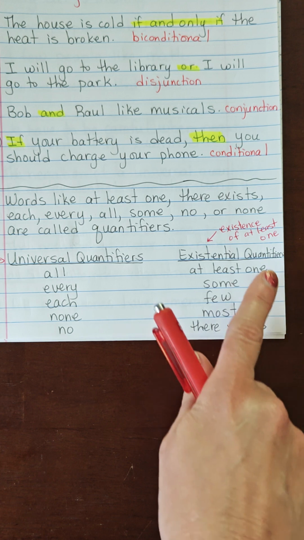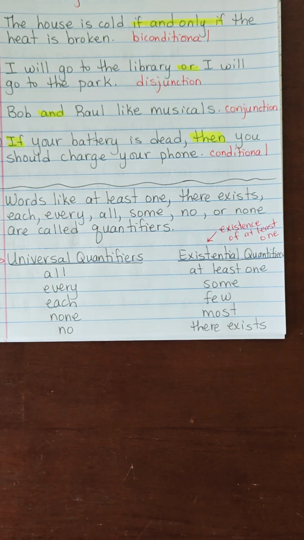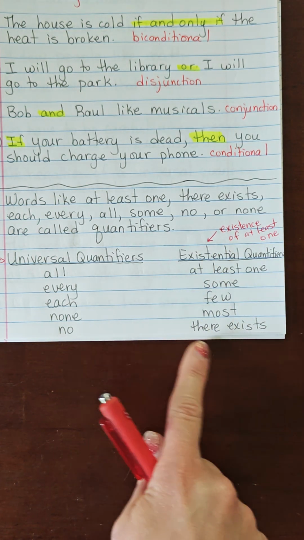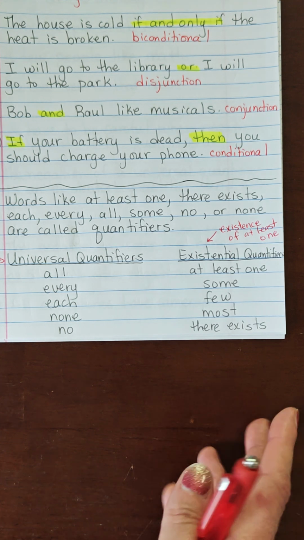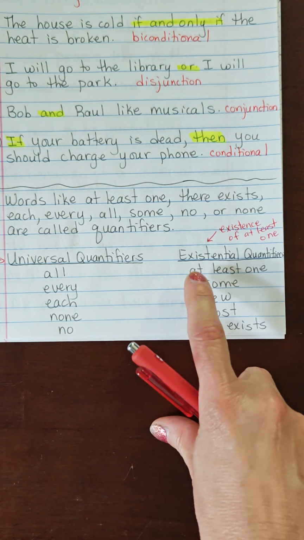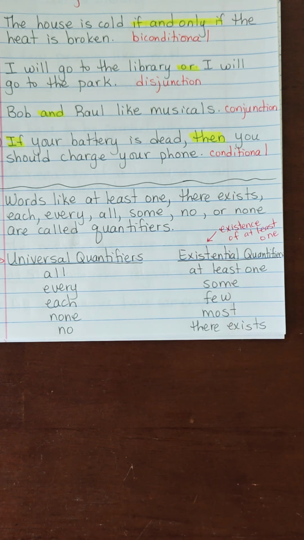These are not as strong as the universal ones. The universal ones are very strong. They're very black and white, right? All or nothing. These are a lot more flaky. They're just like, some, few. So it just means that there's the existence of something.